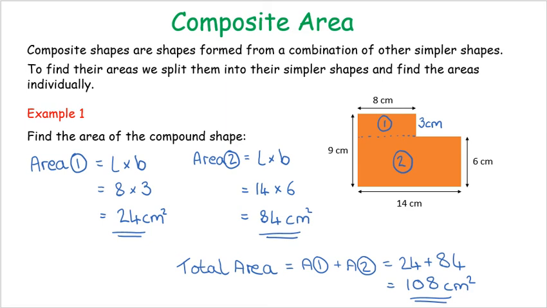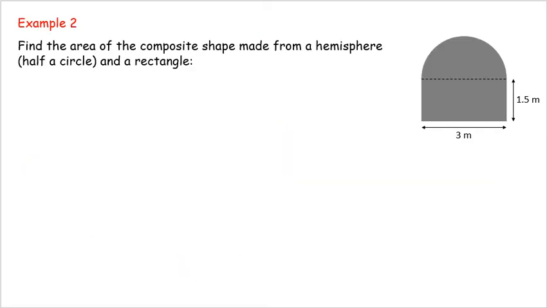Okay, so let's now look at an example that's a wee bit trickier, just due to the shape. So we're told that in this case we have a composite shape made up of a rectangle and then a hemisphere. Now a hemisphere is just half of a circle. So again, in this question they've split it up for me already. So I've got a wee dotted line showing me where the rectangle ends and where the hemisphere is. So again, I'm going to split this into area 1 and area 2 separately. Work out the two areas separately, then add them together.